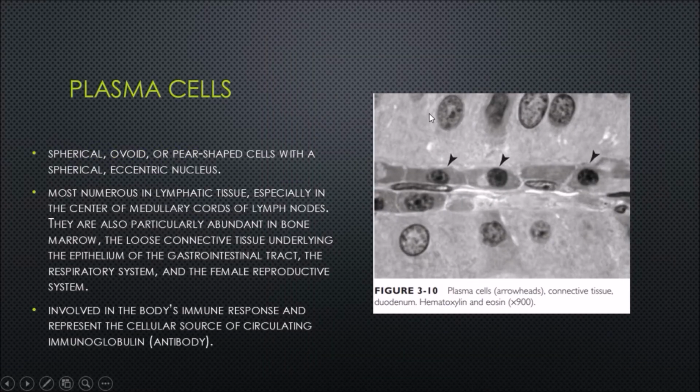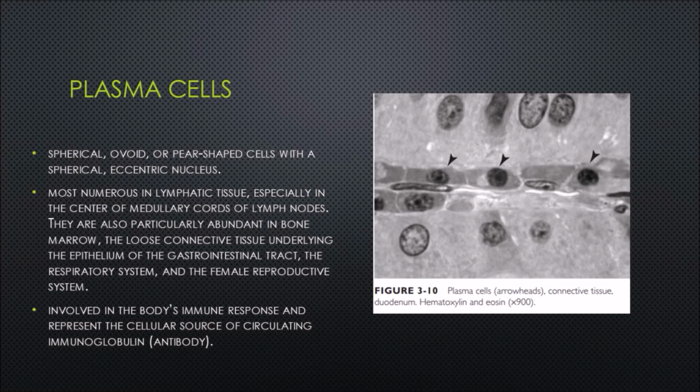So next are plasma cells. Plasma cells are also spherical, ovoid, or pear-shaped with a spherical eccentric nucleus. Plasma cells are most numerous in the lymphatic tissue, especially in the center of medullary cords of lymph nodes. They are also particularly abundant in the bone marrow, the loose connective tissue underlying the epithelium of the gastrointestinal tract, the respiratory system, and the female reproductive system.